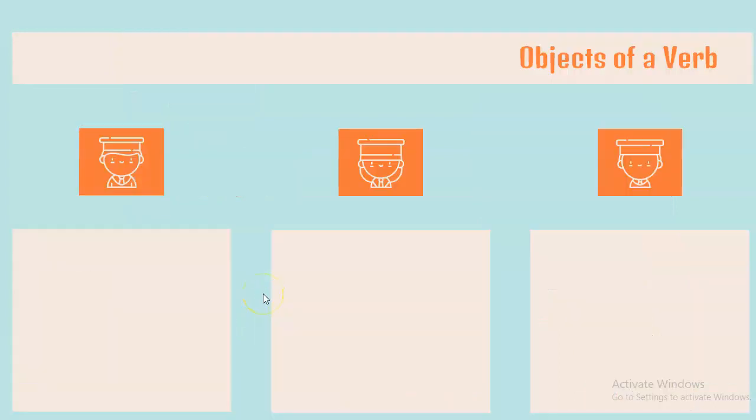Today in this video we are going to talk about objects of a verb. Let's first look into some sentences and understand the formation of objects of a verb.